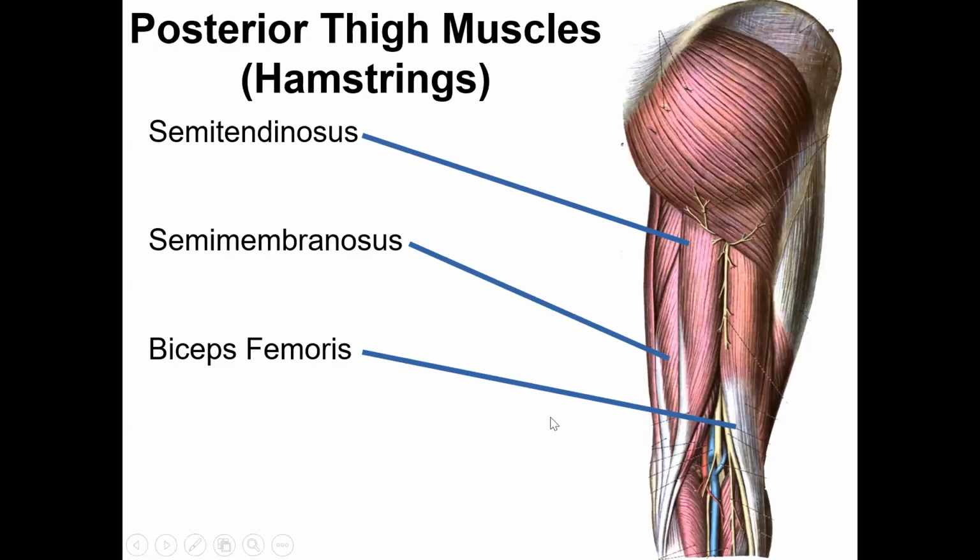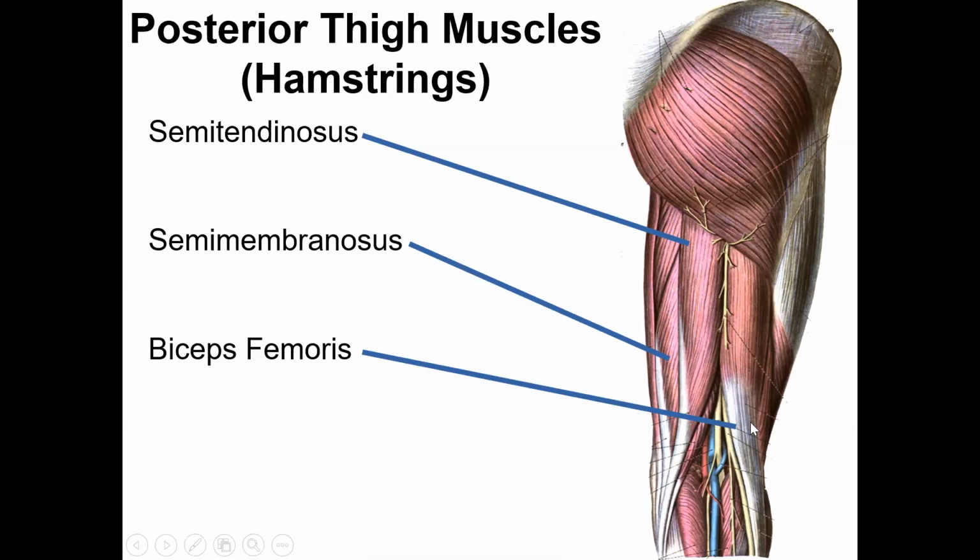Posterior thigh muscles, these collectively are called the hamstrings. These are a group of 3 muscles. One of these muscles has 2 heads, so we can consider them to be 4 muscular structures. On the medial aspect, we have the semitendinosus. Lateral to that, we have the semimembranosus.